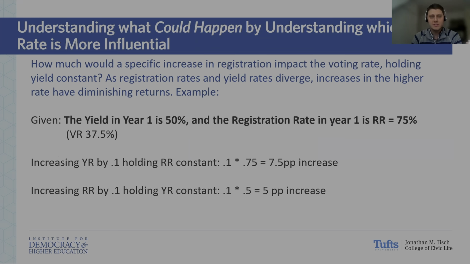Another interesting way you can use these data is to understand the impact of goals you might set. Oftentimes people will set a registration rate goal: we want to increase our registration rate to this percent. You can use this understanding to calculate what impact that will have on your voting rate. If you do the math, you will find that as those rates get higher, their relative impact on the voting rate diminishes. So if you already have a very high registration rate, you would face diminishing returns on increasing it without also increasing the yield, or the percent of registered students who actually vote. Being able to do that math is kind of neat.